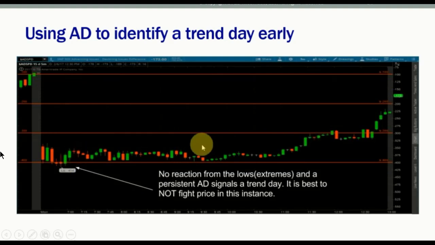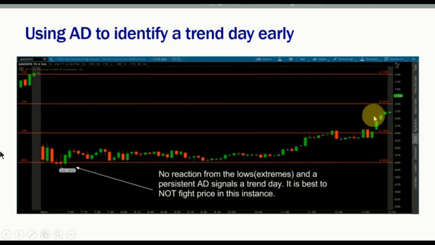But see how it's pinned down here in between the 300 and 400 all day long. This means they were selling pops. They were selling the market. We get short, period. That's it. And only until it breaks through the 300 is the trend over.